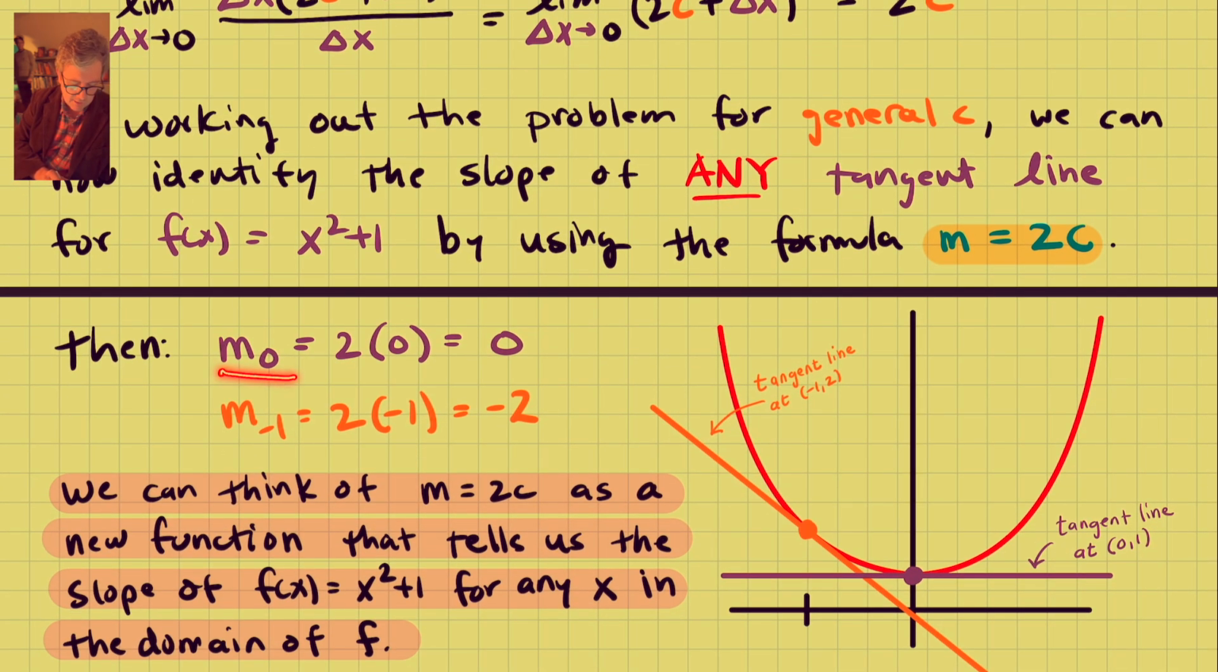So we'll just denote it like this, m sub 0. And I just take that and plug it into this expression. So that's 2 times 0 equals 0. So this is telling me that the slope at the point where the x coordinate is 0 is 0. So the slope must be 0. The second one we're asked to plug in is -1. And so when I do that, I get 2 times -1 equals -2.